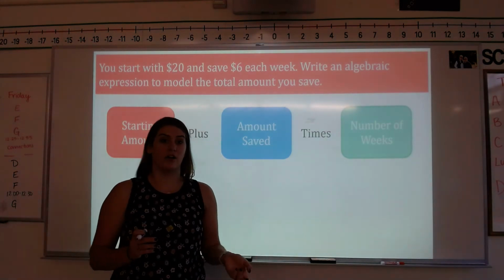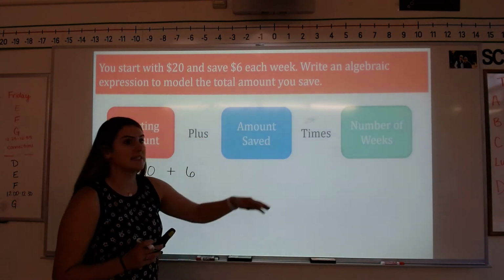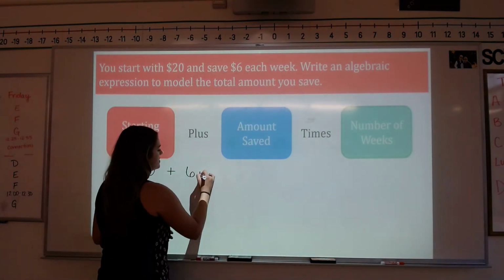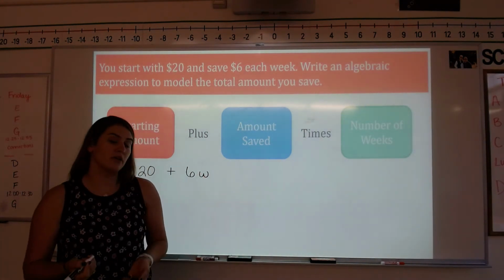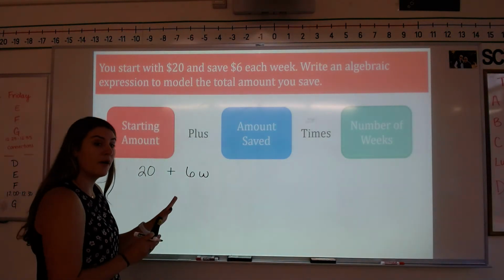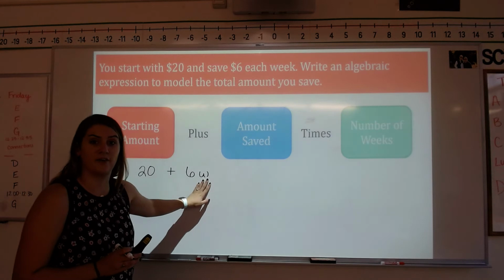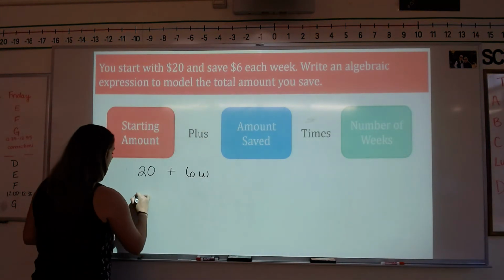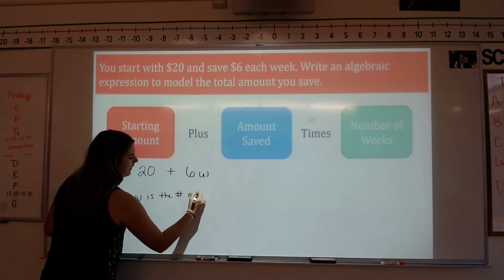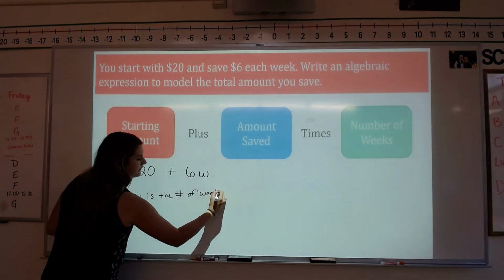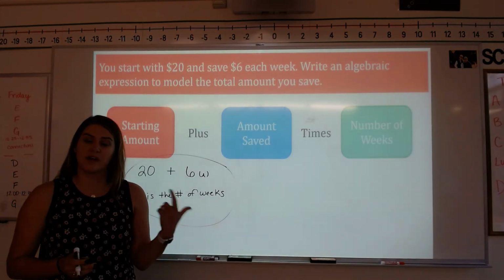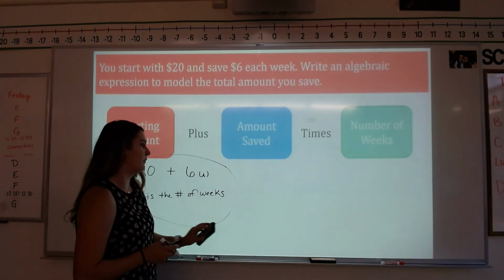That is our unknown. Nowhere in here did they tell us how many weeks we're going to be saving. So I'm going to use a variable. I'm just going to use W to represent the number of weeks. Before I can finish my problem, I need to be sure to define that variable that I used. So I'm going to say W is the number of weeks. And this would be our final answer. We have our expression and we've defined our variable.